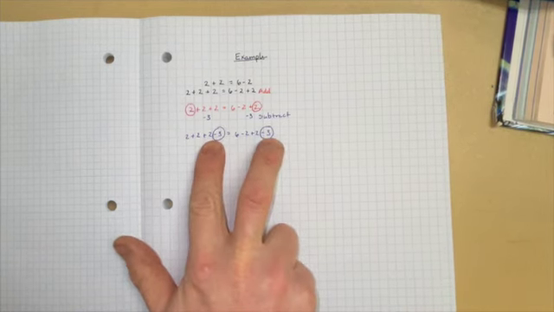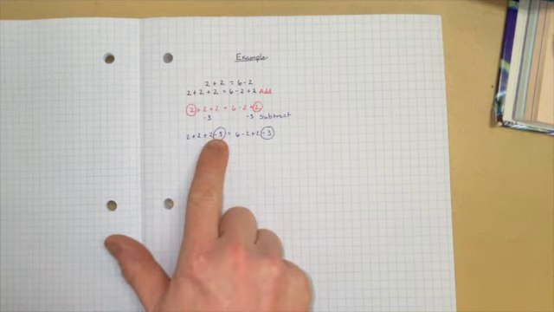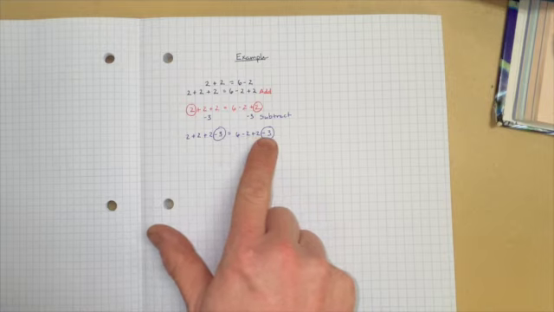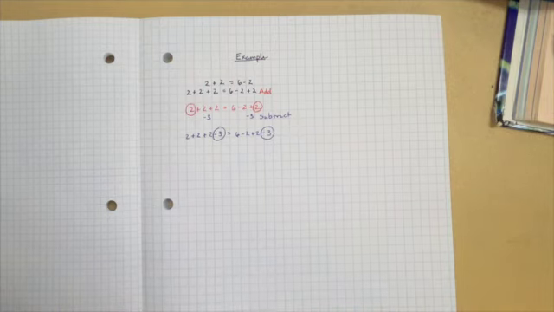Here I just took away 3 at the end. So 2 plus 2 plus 2 is 6, minus 3 is 3. 6 minus 2 is 4, plus 2 is 6, minus 3 is 3. 3 is equal to 3. So it maintains its integrity again.